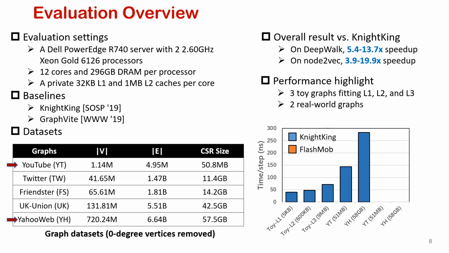With NetKing, the per-step work time shown in nanoseconds keeps growing as the graph gets larger. With FlashMob, on the other hand, the 2 real graphs with 3 orders of magnitude difference have much closer performance. And even with the 58 GB Yahoo graph, its per-step work time beats NetKing's with a 5 KB toy dataset.